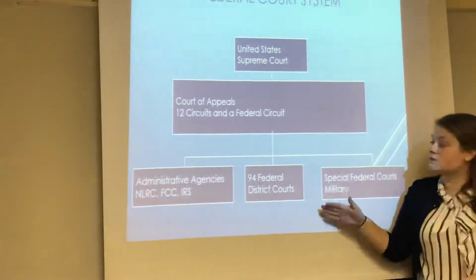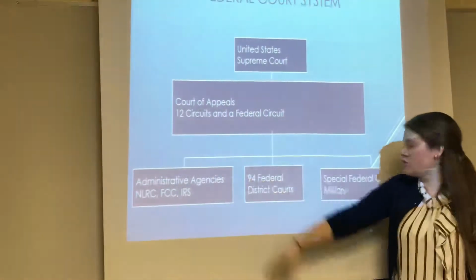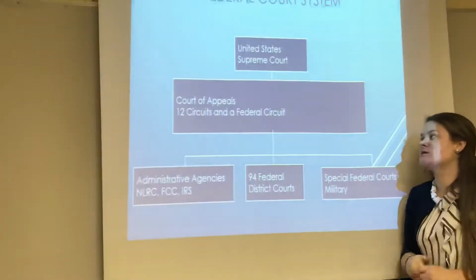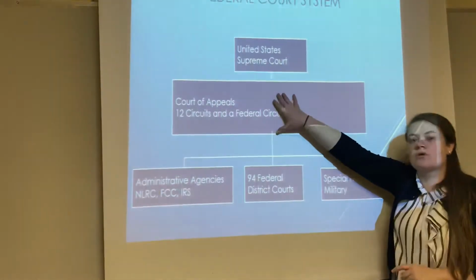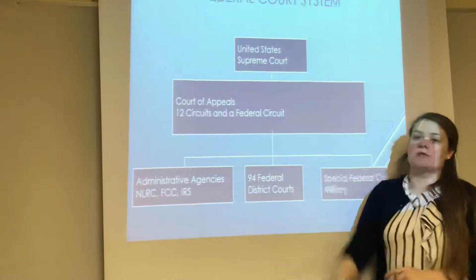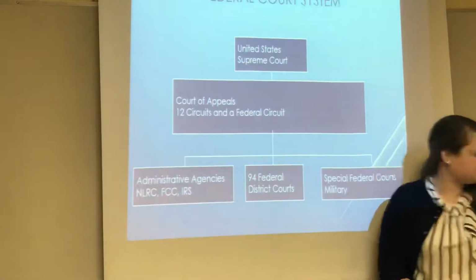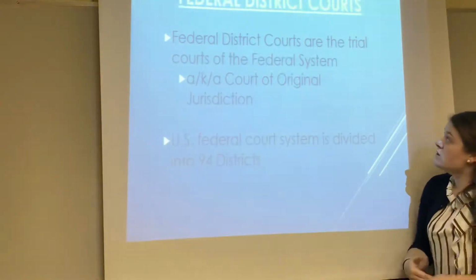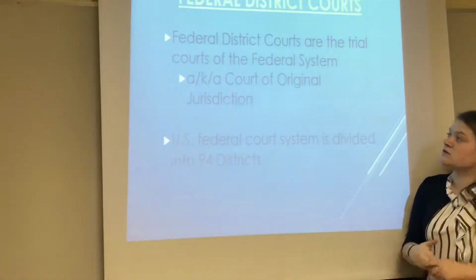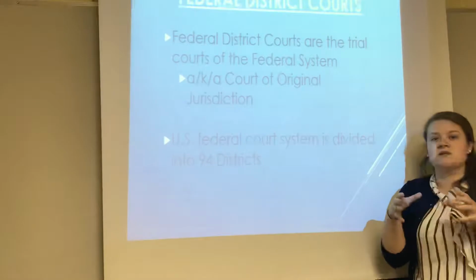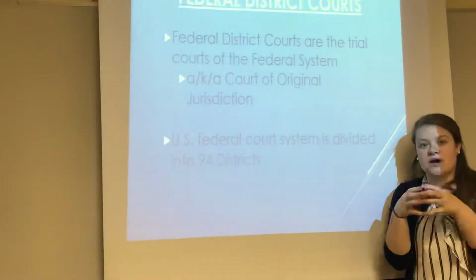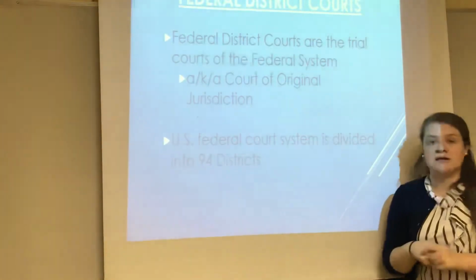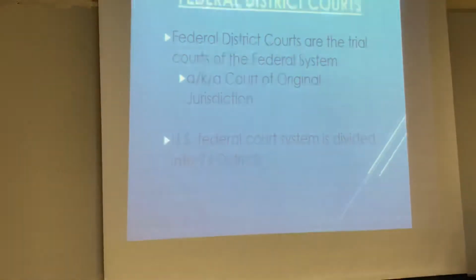Next, we have our U.S. Supreme Court. So we have our different district courts, special federal or military situations. Same concept with a court of appeals, and then moving up to the United States Supreme Court. So federal district courts are the trial courts for the federal system. So basically where it originally happened, there's a trial there, and if it needs to move up, it will, and it's divided into 94 districts.